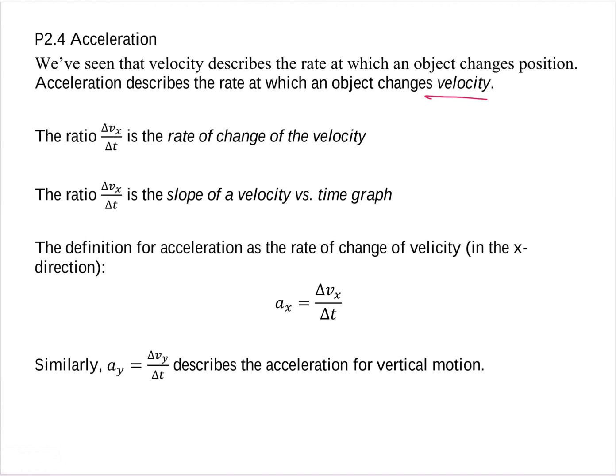Okay? So the ratio here, change in velocity over change in time, is the rate of change of velocity. And that's our acceleration. So that means that the ratio delta v over delta t is the slope of the velocity versus time graph. Because delta x over delta t is the slope of the position versus time graph. So there's a total correlation here between the two things. Rate of change of position versus time, rate of change of velocity versus time. We're just talking about velocity now instead of position.